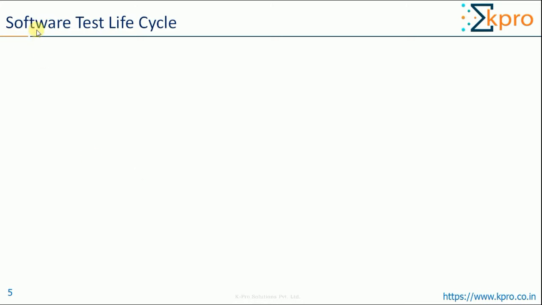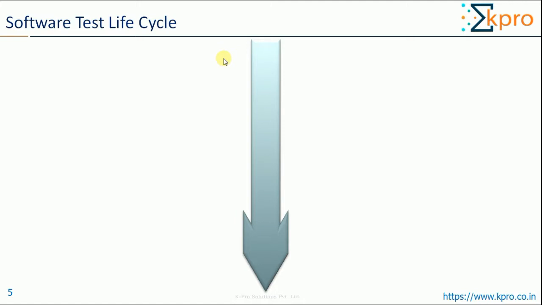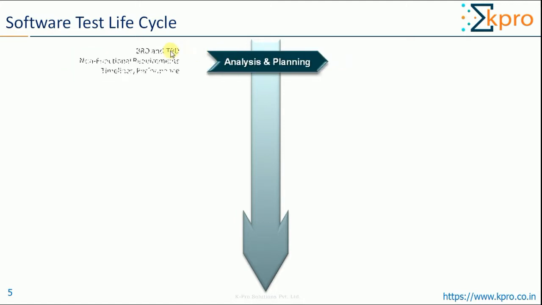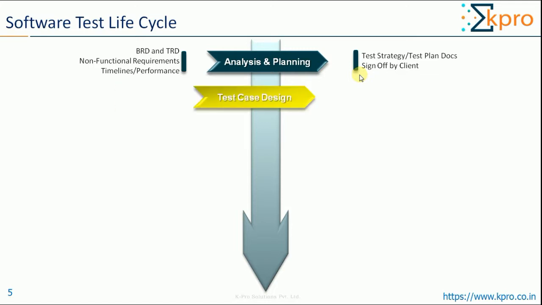Let us see the software test lifecycle. It starts when the project gets started. Testing team will make use of the business requirement document, technical requirement document, non-functional requirements, timelines, and performance criteria to come up with the test strategy or test plan document. It will be submitted to the client for their sign-off. Once the client gives sign-off, the team will go for test case design activity.